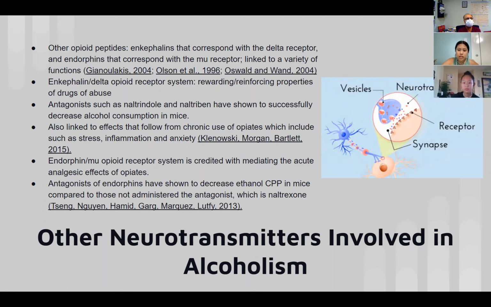The enkephalin delta opioid receptor system is involved in the rewarding, reinforcing properties of drugs of abuse, as it modulates presynaptic release of dopamine in the ventral tegmental area, as well as the nucleus accumbens.